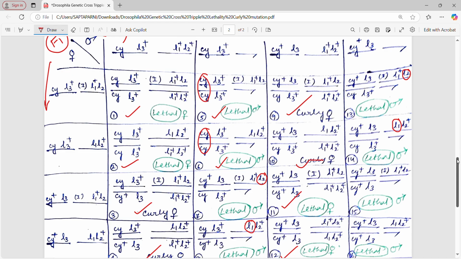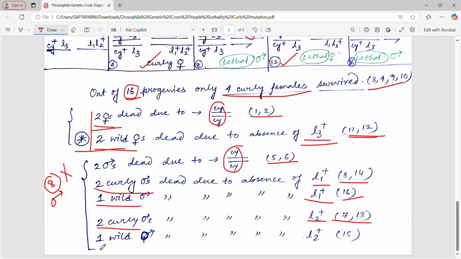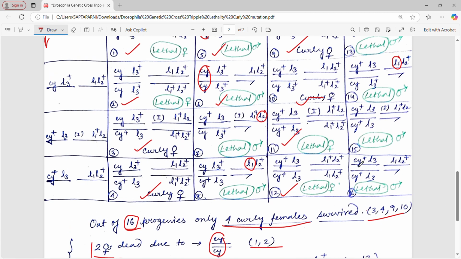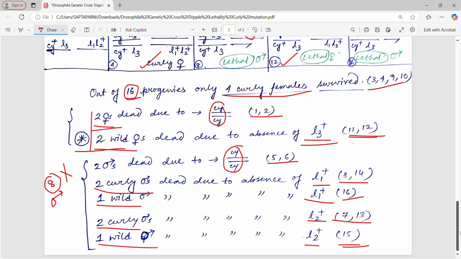Next, 1 wild male is dead due to absence of the L2 plus allele in box number 15. See here box number 15, if it survived, the male could be a wild male, but it is dead due to absence of the L2 plus allele, and along with that, absence of the L3 plus allele too, in box number 15. So this is the reason behind the death of the total 12 progenies, and the survival capability of the 4 curly females.